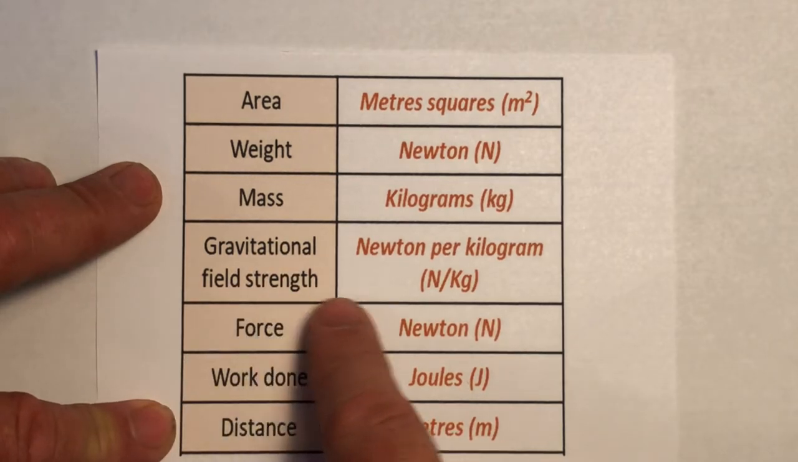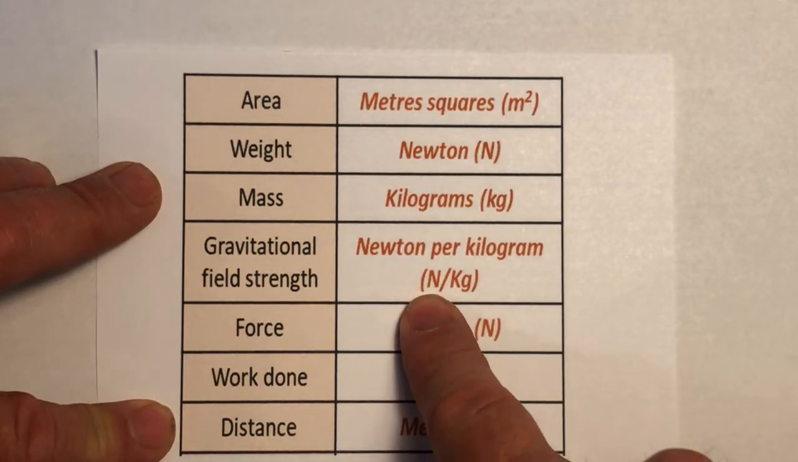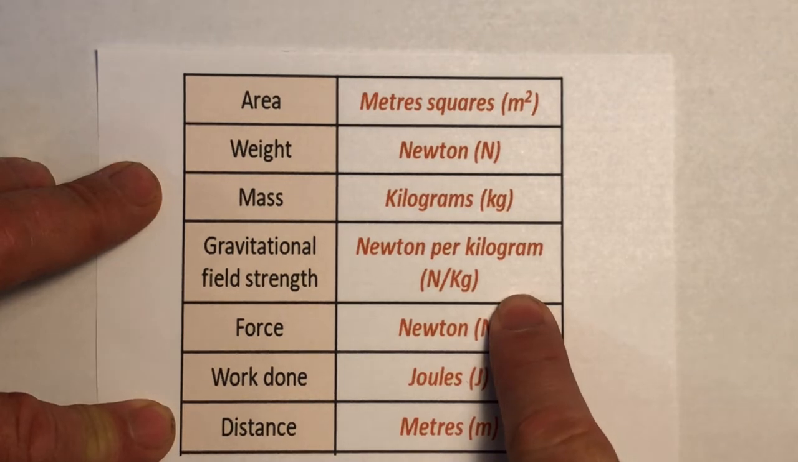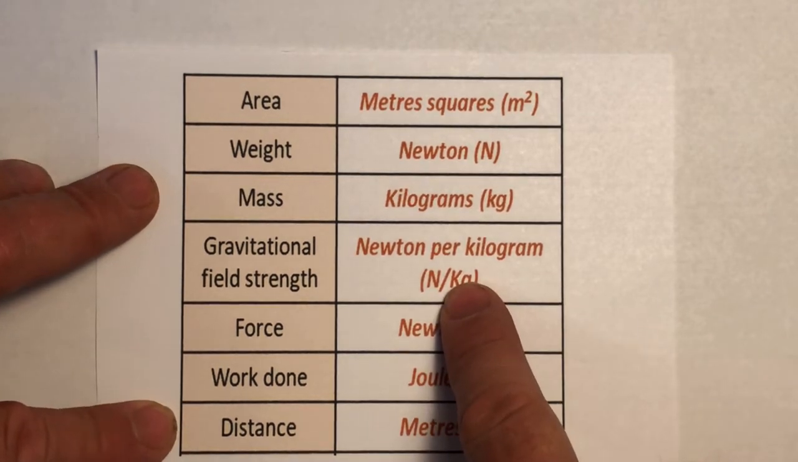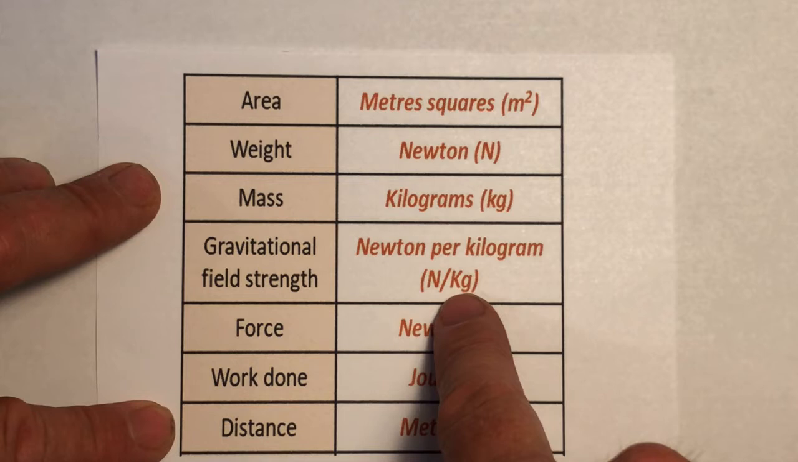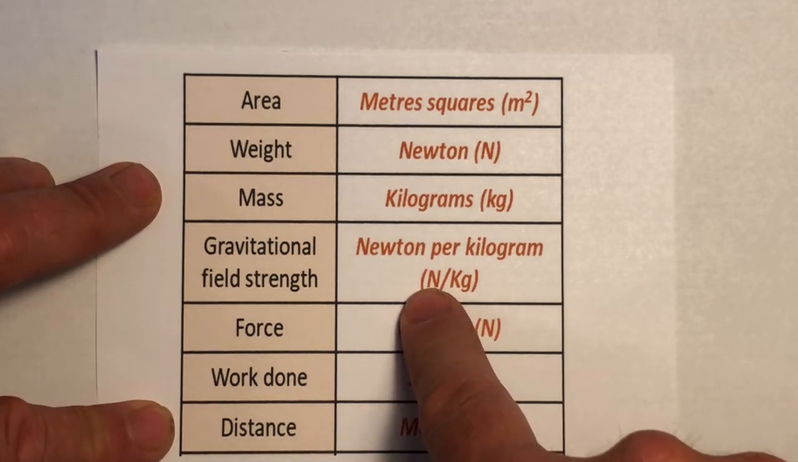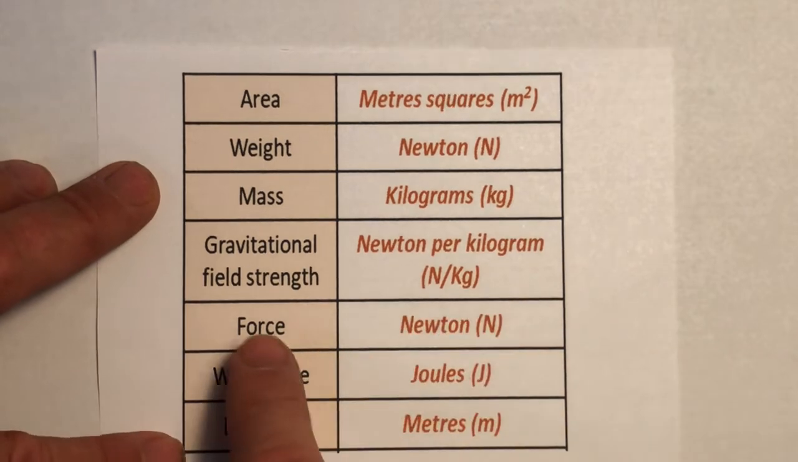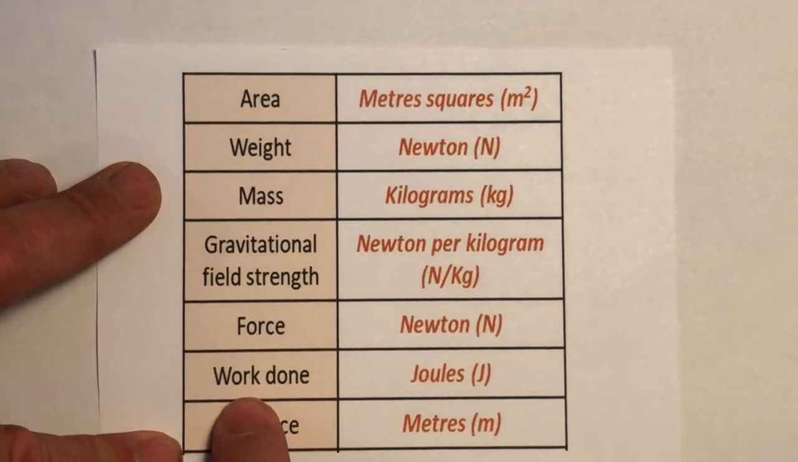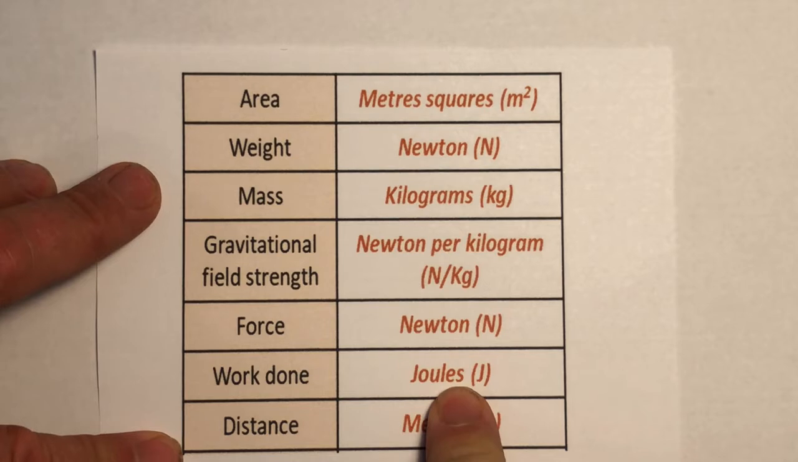Gravitational field strength is the number of newtons per kilogram. That little line there is basically the same as divide, so it's newtons divided by kilograms. Newtons per kilogram. It's the number of newtons for every kilogram. Force we mentioned before.